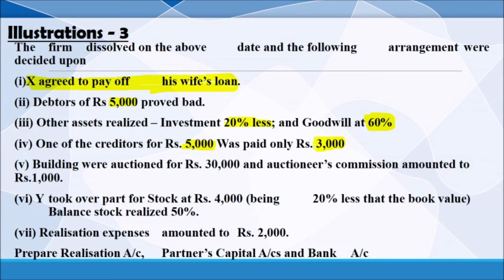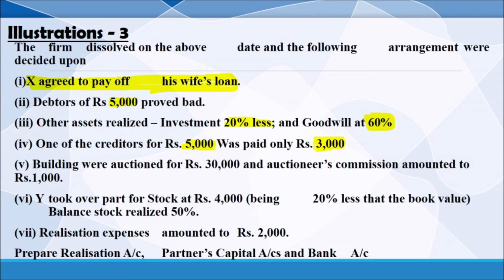OI took over a part of the stock at rupees 4,000, being 20% less than the book value. So we have to find out what is the portion of stock that partner took over. And the remaining balance stock realized 50%. So it is something confusing. We have to find out first what is the portion of the stock which is taken over by OI at rupees 4,000 and what is the remaining portion. Realization expense will be debited in the realization account.